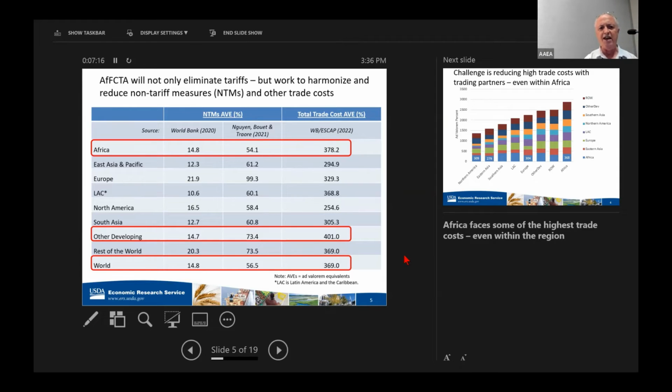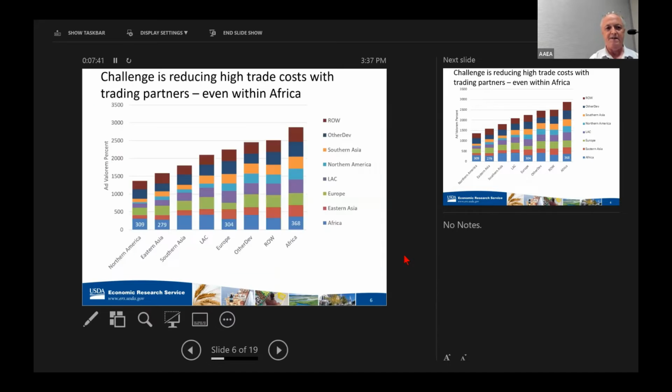But also you see, obviously, as we know, Europe is some of the highest in terms of SPS and some of the technical barriers. So they do even higher than Africa in this case, in both cases, estimates. But when you look at the total trade costs, Africa is up there with other developing countries, much higher than the world average. And this data is from the World Bank's and ESCAP trade cost database.